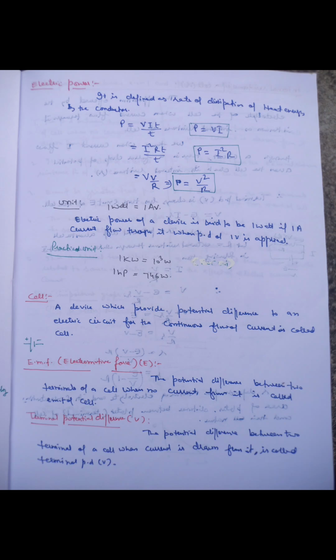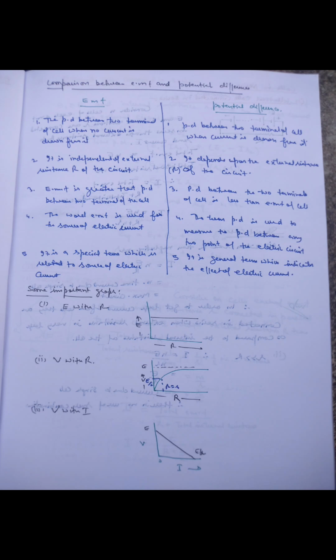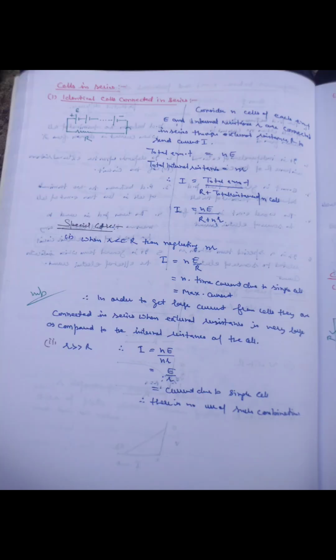A device which provides potential difference across the circuit for flow of current is called a cell. The potential difference between two terminals of the cell when no current flows through it is called EMF of the cell. The opposition offered by the electrolyte of the cell when current is flowing through it is known as internal resistance of the cell. It depends upon nature of electrolyte and area and distance between the plates. The potential difference between two terminals of the cell when current is drawn through it is known as terminal potential difference. Internal resistance of the cell is equal to (E/V − 1) times R, where E is EMF, V is terminal potential difference, and R is external resistance.